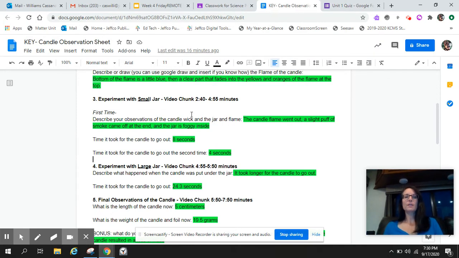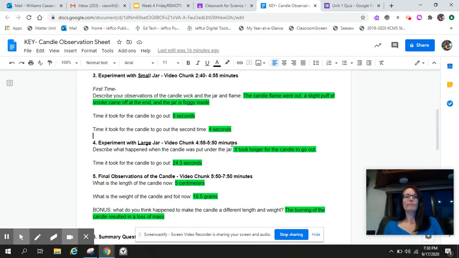So the first time he takes the small jar and places it over the candle, and you were to describe your observations of the candle wick and the jar and flame. So whatever you said here, the candle flame went out, a slight puff of smoke came off of the end, and the jar was a little bit foggy inside. He also did say this. It did take 8 seconds for the flame to burn out. And then the second time that he did it, it only took 4 seconds for that flame to come out.